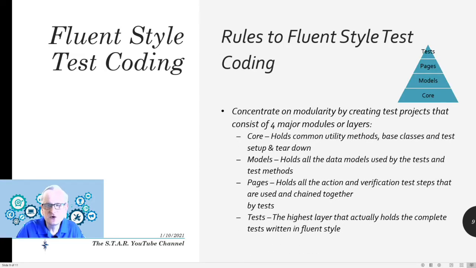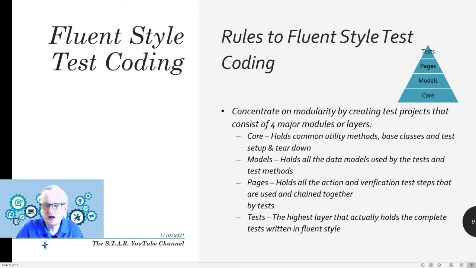Now, there are some rules in order to do good Fluent Style Test Coding. You need to start off with this model. You should concentrate on modularity by creating test projects in these 4 major modules. You've got your core, which contains all of your extensions, your base classes, and utility classes.